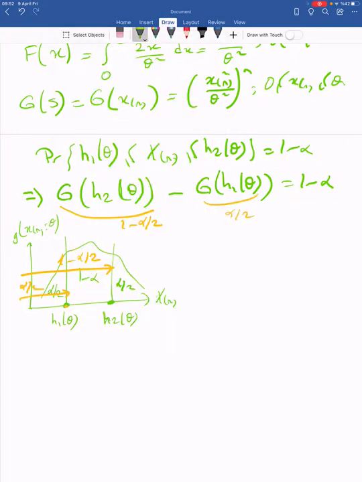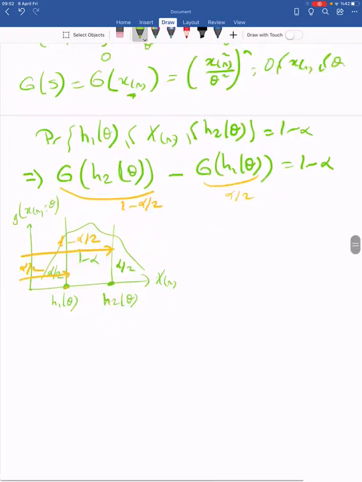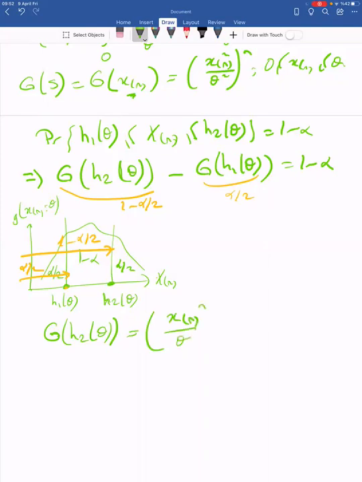Okay, then we know our CDF. So this is our CDF. Then when we see xn, we will replace it by h2 theta and equate it to 1 minus alpha over 2. So we have then GH2 theta equals xn theta to 2n. Let's write it this way, 1 minus alpha over 2.